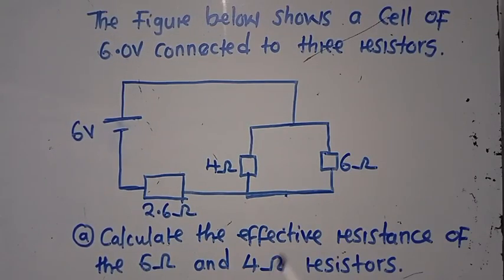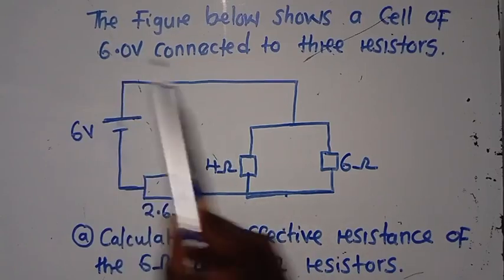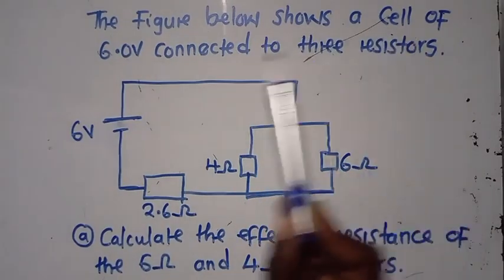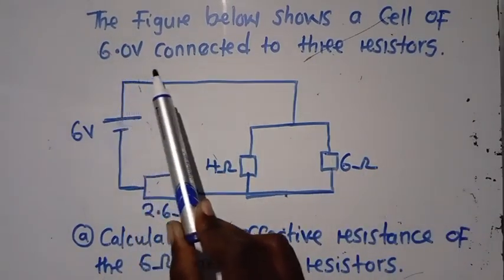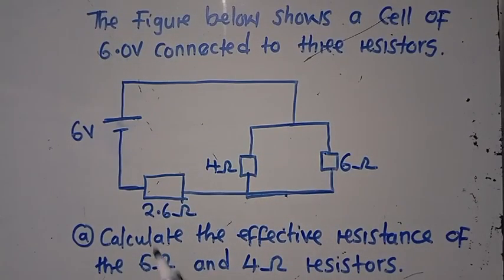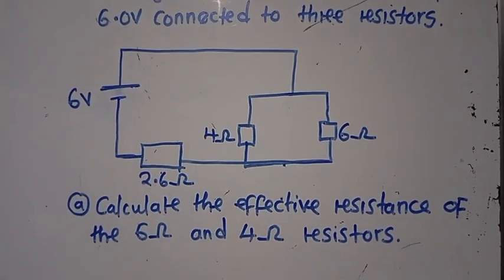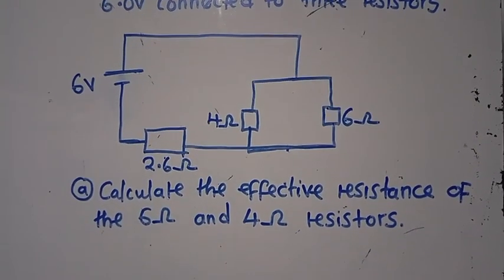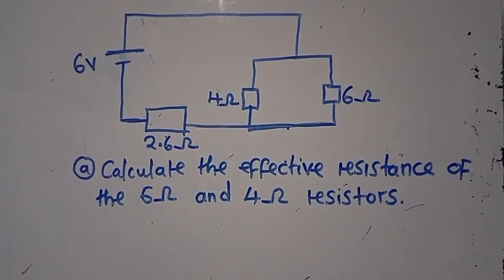The first question is saying, the figure below shows a cell of 6.0 volts connected to 3 resistors. So these are the 3 resistors which we are given in this particular question. And here is the first question. I believe you are able to see it.